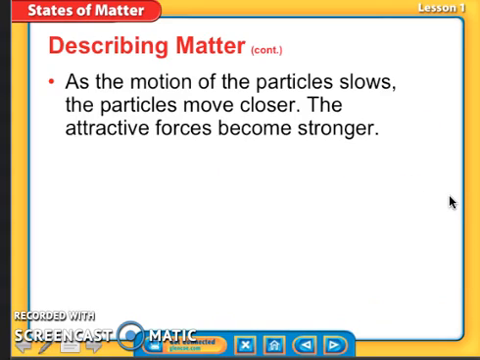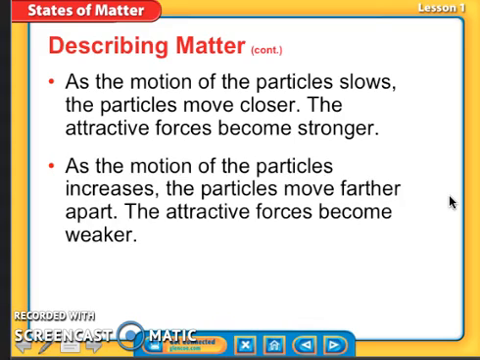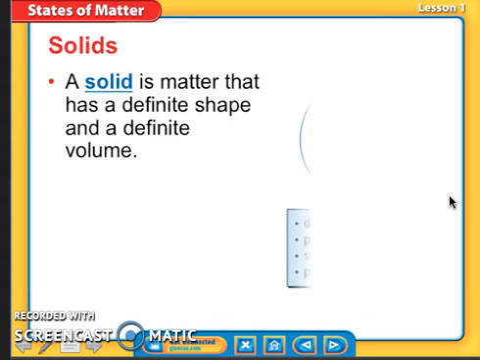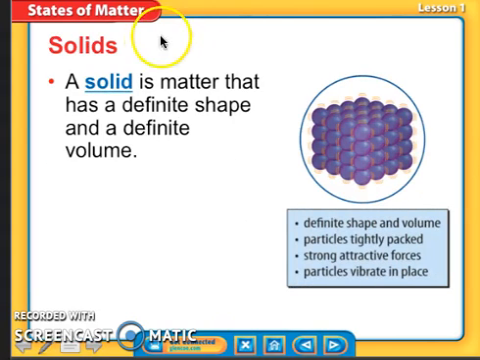So as the motion of particles slows, the particles move closer. The attractive force becomes stronger. As the motion of the particles increases, the particles move farther apart. The attractive force becomes even weaker. So let's look at solids, and this is your first vocab word.